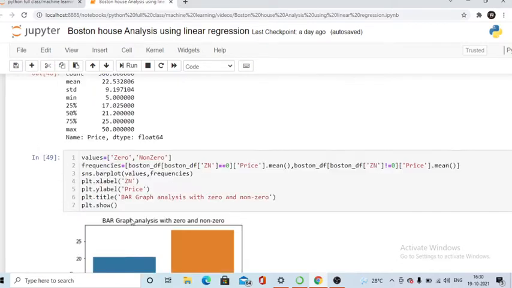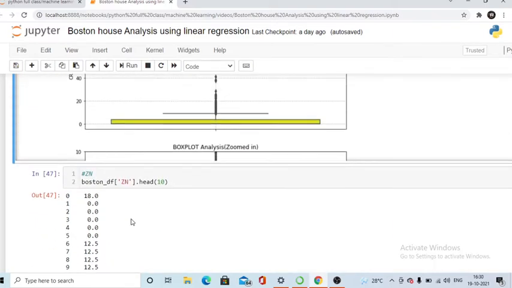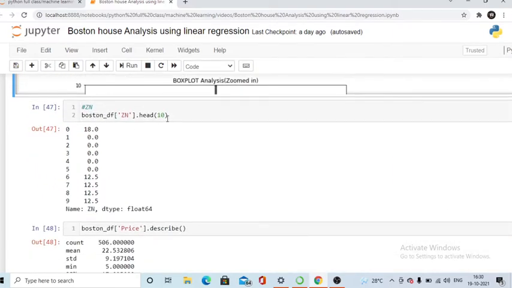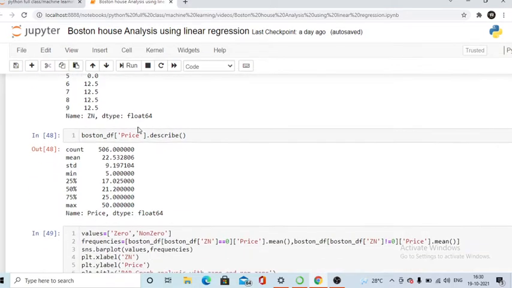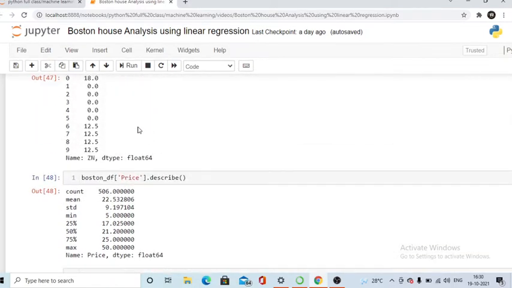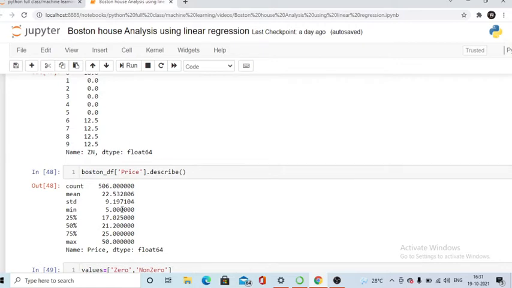And next what I have done is the ZN. If you want to see what values we have in the ZN, it basically has two kinds of values, the zero values and the non-zero values. So we have done zeros and non-zeros here, and if you want to see the statistical part of all these things, you can do this all, right? So this is the statistical part of the price.